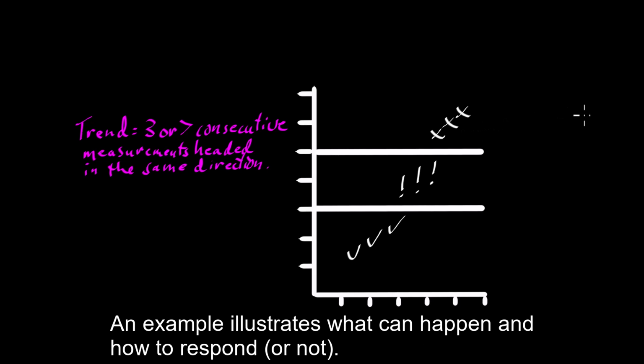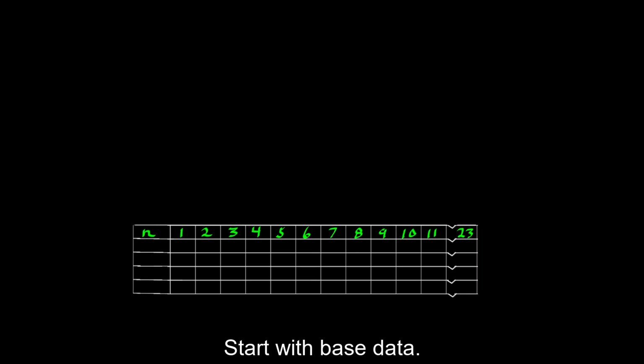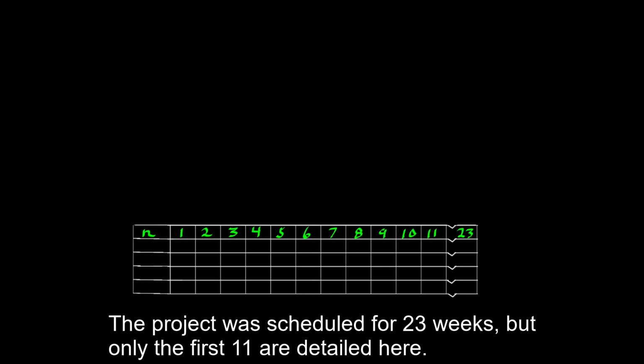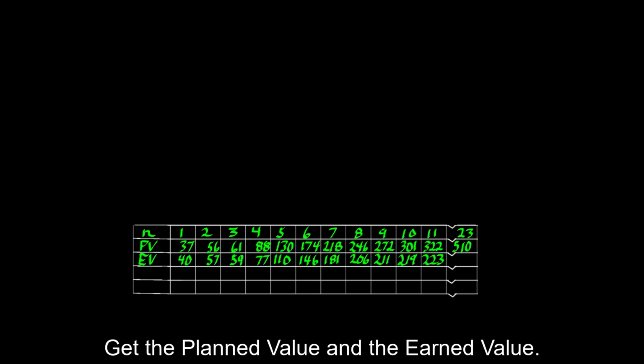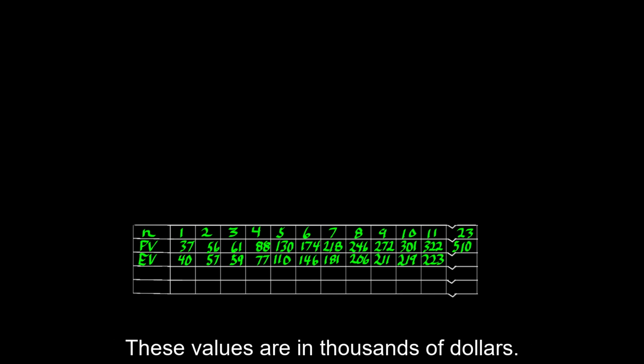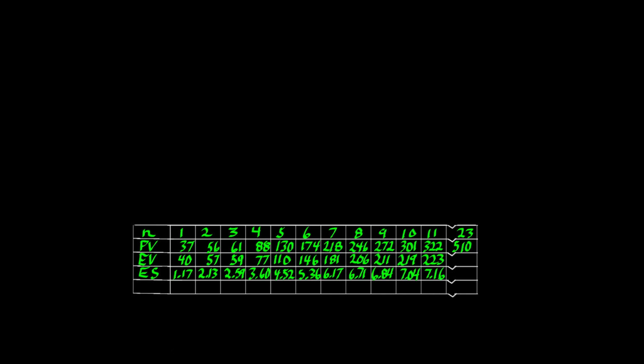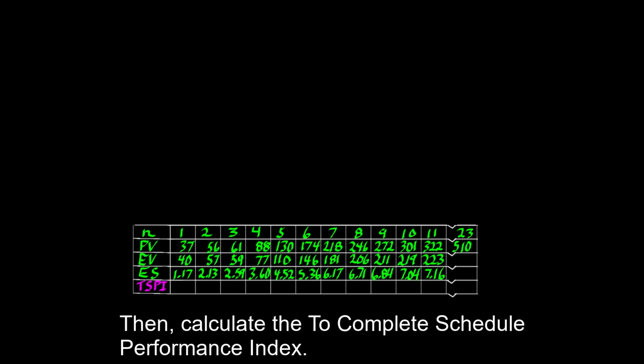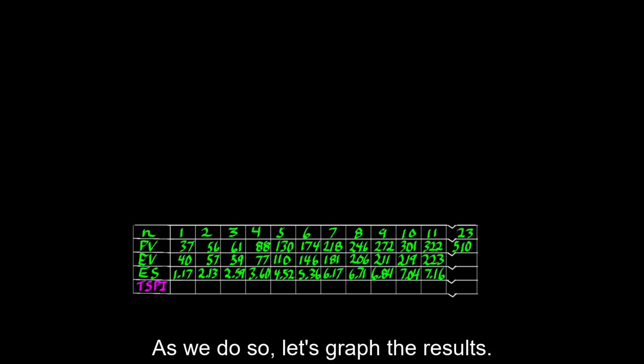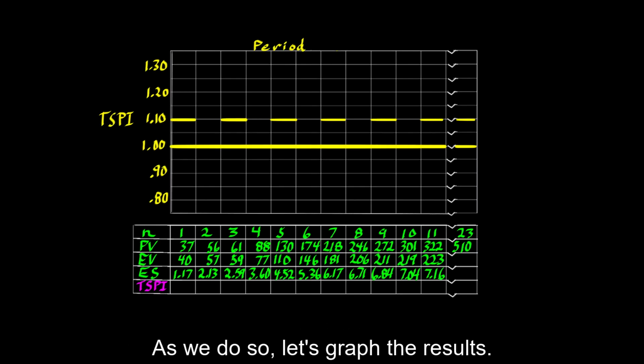An example illustrates what can happen and how to respond, or not. Start with base data. The project was scheduled for 23 weeks, but only the first 11 are detailed here. Get the planned value and the earned value. These values are in thousands of dollars. Calculate the earned schedule. Then calculate the To Complete Schedule Performance Index. As we do so, let's graph the results.